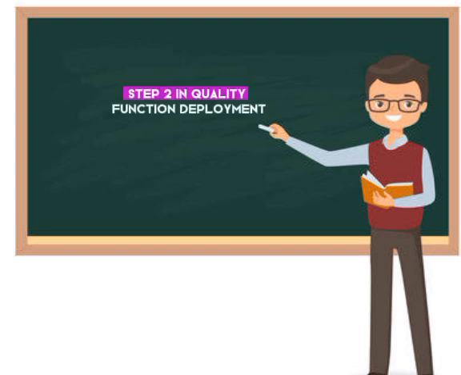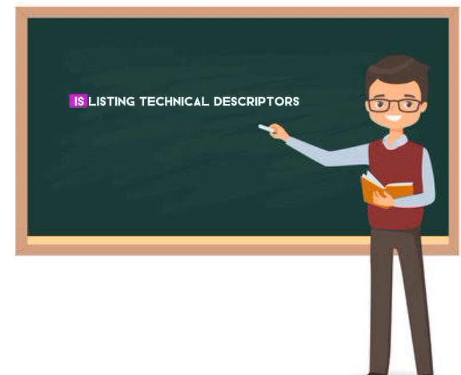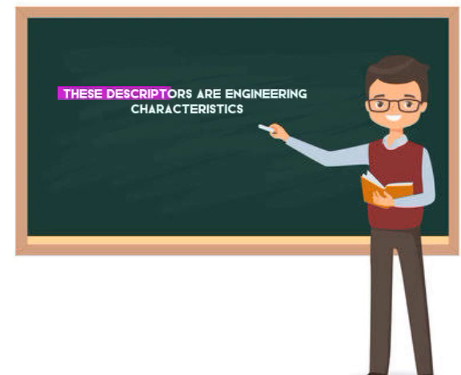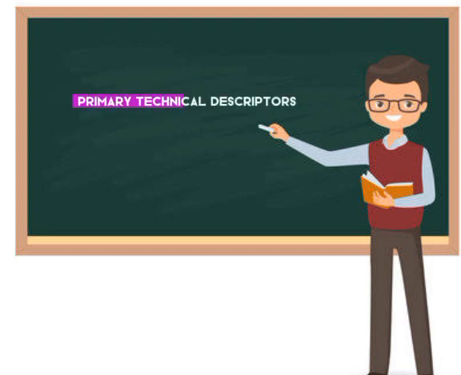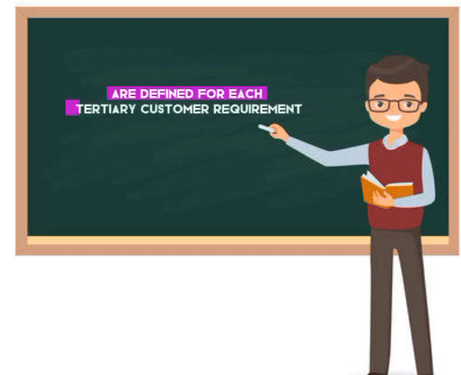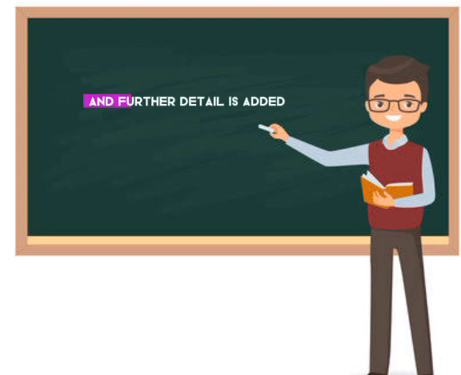Step 2 in quality function deployment is listing technical descriptors, also known as HOWs. These descriptors are engineering characteristics that directly affect customer requirements and are expressed in measurable terms. Primary technical descriptors are defined for each tertiary customer requirement, and further detail is added with secondary technical descriptors. It's like refining marketing specifications into engineering specifications.